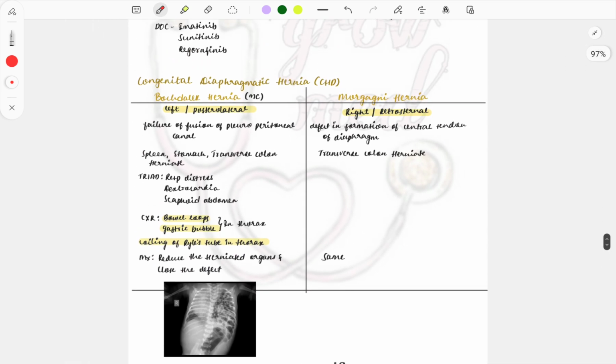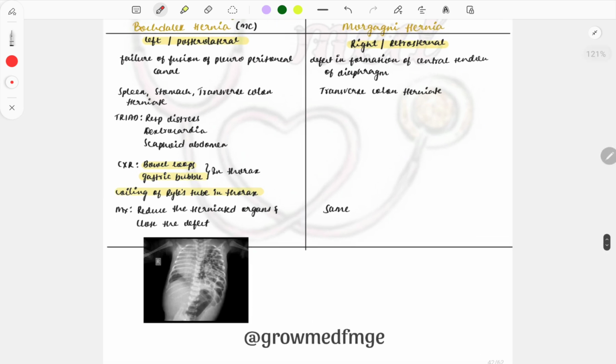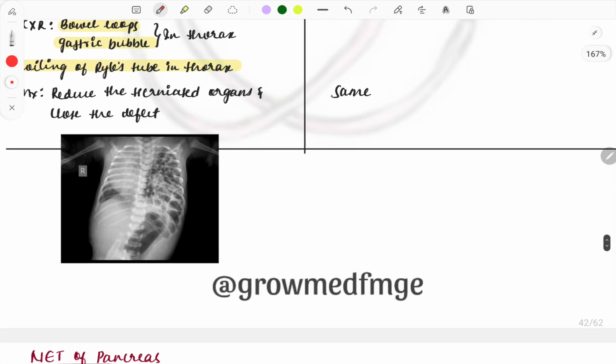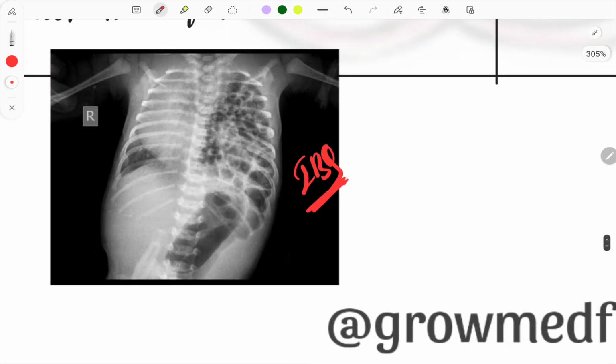Then moving on to the congenital diaphragmatic hernia. This congenital diaphragmatic hernia is the classical image, like the most famous image of the FMGE. As you can see here, let's discuss the image first.